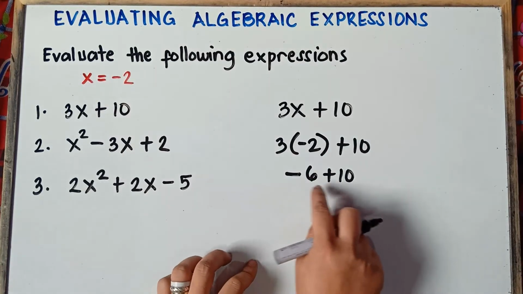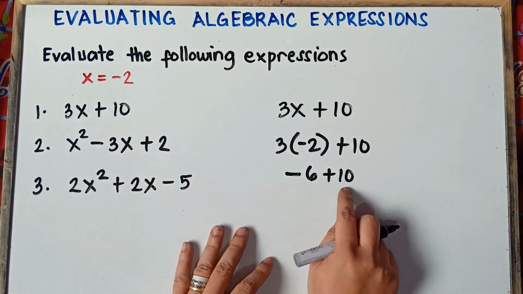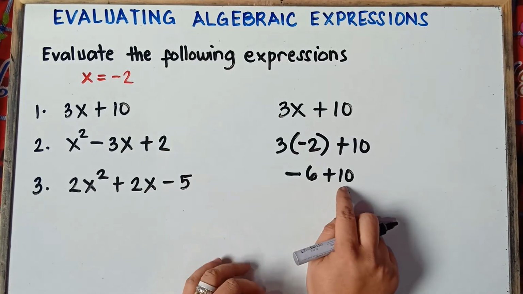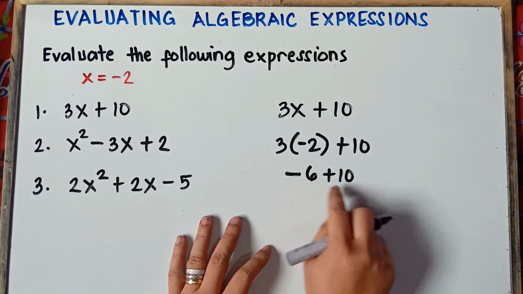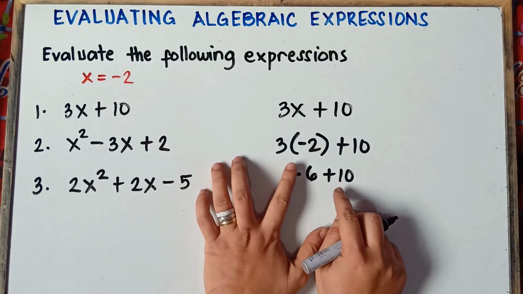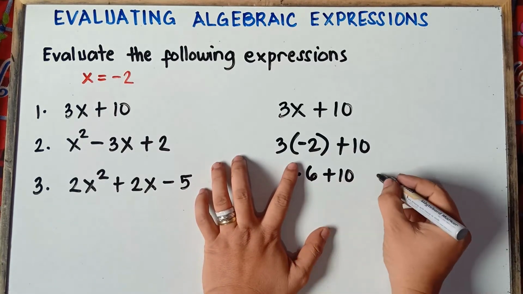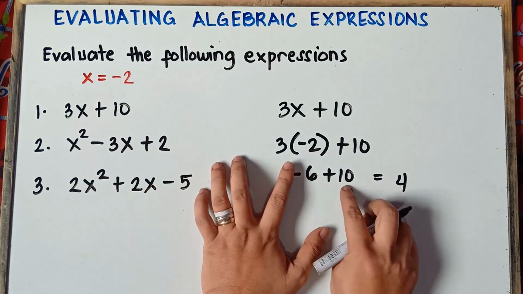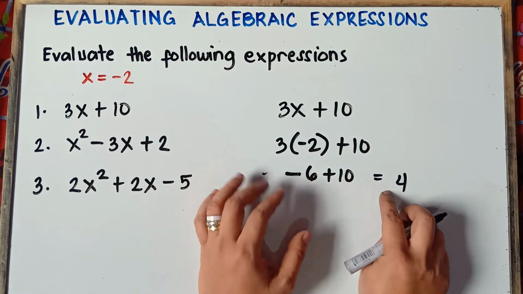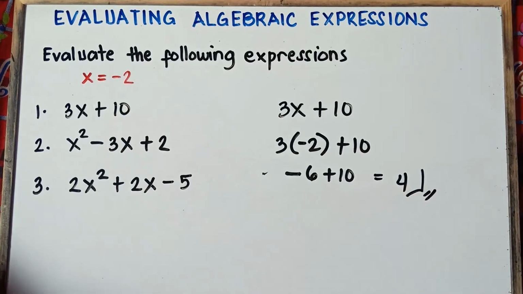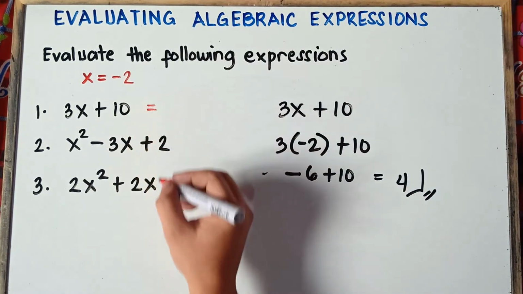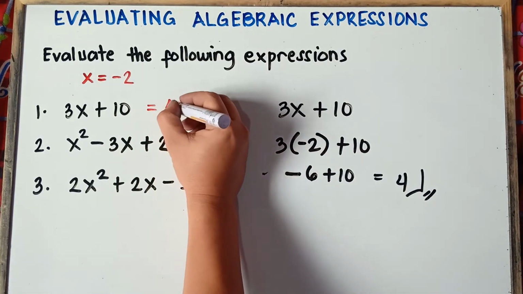If the signs are not the same and you're adding, simply subtract and then copy the sign of the larger number. So negative 6 and then positive 10. Unlike signs, subtract. So ignore the sign first. 10 minus 6, that would be 4. Now 10 is greater than 6. We copy the positive sign. So therefore, our answer is positive 4. That's it, class. That's the answer with regards to example number 1. So this is positive 4.